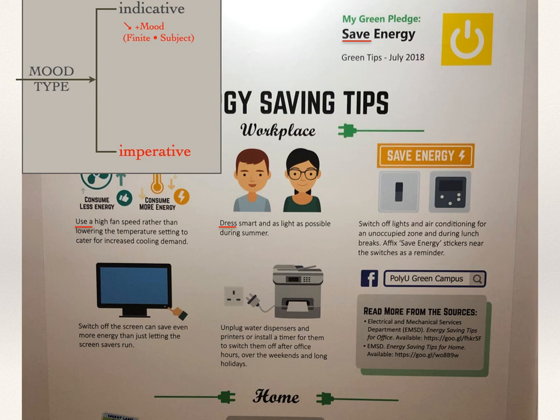Then dress smart and as light as possible during summer. Dress, won't you? Again an imperative clause. So all these are instructions or tips, and these are kinds of commands. Switch off lights and air conditioning, etc. Switch, again imperative. Switch off, won't you? Affix save energy stickers. Affix, won't you? Imperative. Switch off the screen. Unplug water dispensers and printers. The object above is a printer, not a water dispenser. Unplug, won't you? Again imperative.